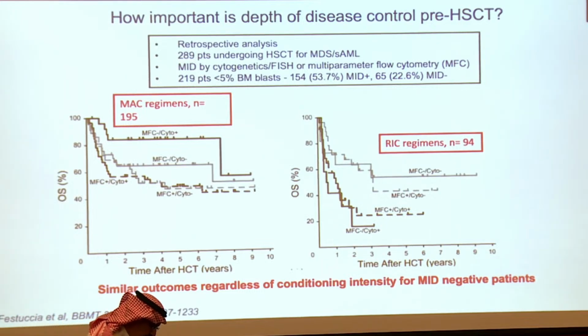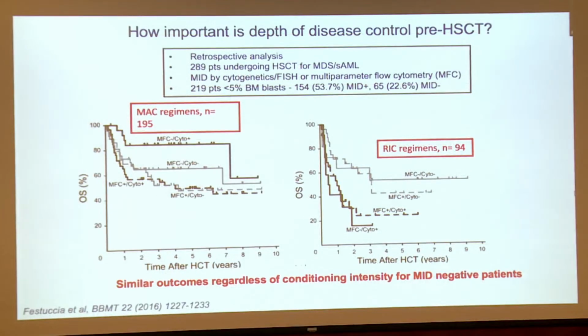And this is a study which was one of the earlier ones to look at the role of what they called minimal identifiable disease by either cytogenetics or FISH, or by flow cytometry. What you can see is that there is more separation in the curves for the reduced intensity conditioned patients. So there is a suggestion that, with certain conditioning types, and probably with certain types of disease, the depth of disease control could be relevant.